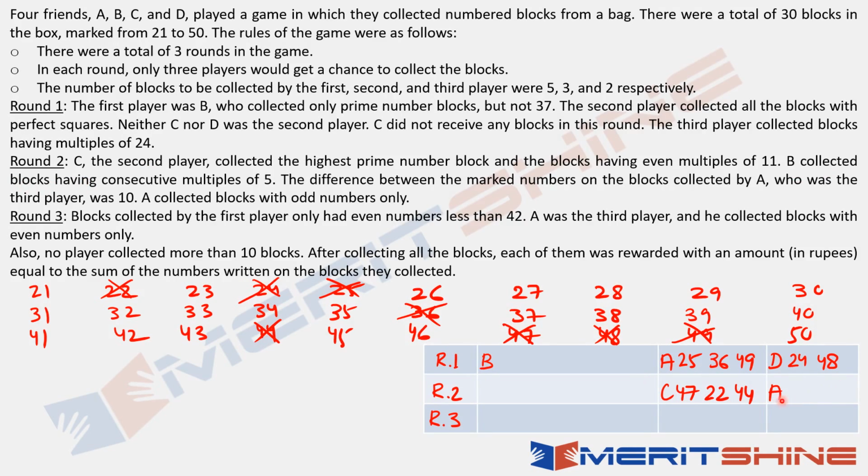Where can B be accommodated? A is here, C is here. Only place left for B is here. So we can just write B here. And it also makes sense because it says B collected blocks having consecutive multiples of 5.